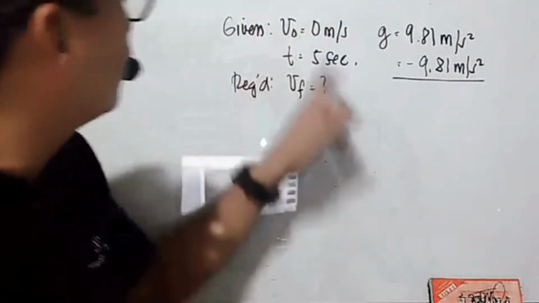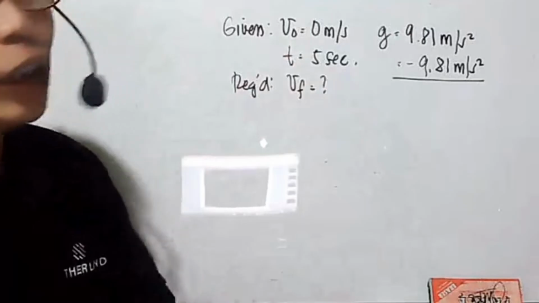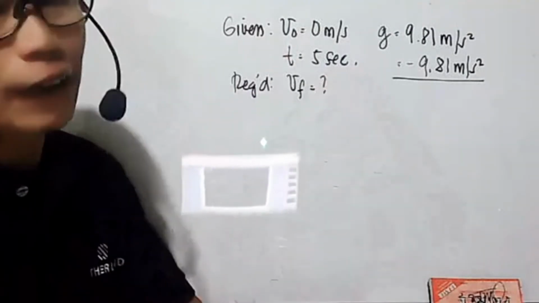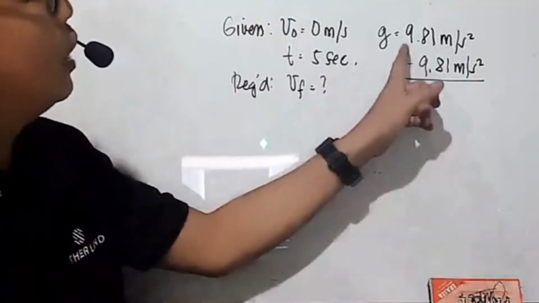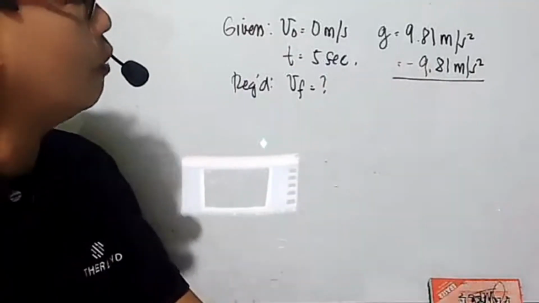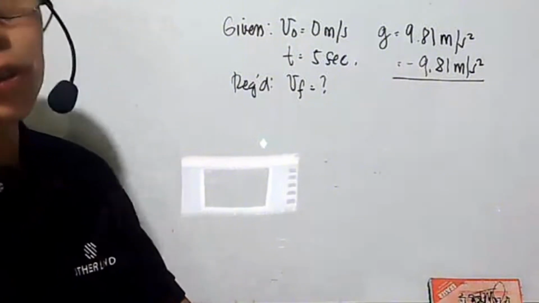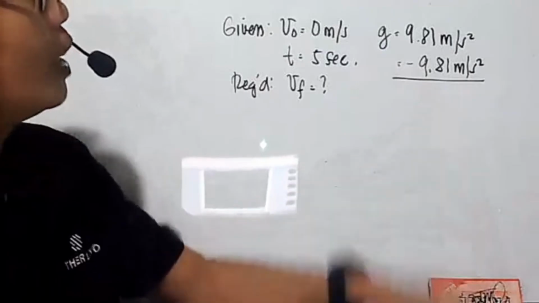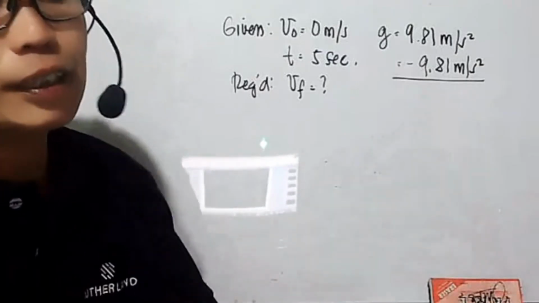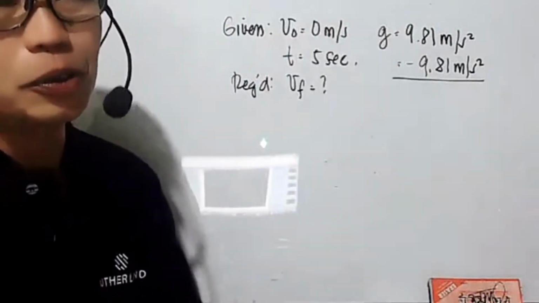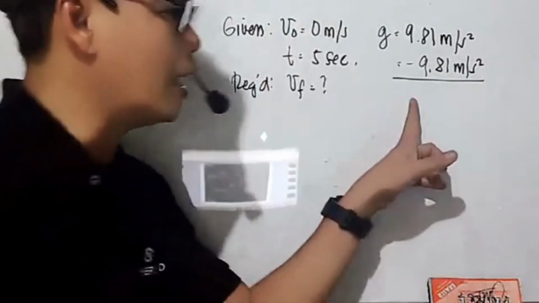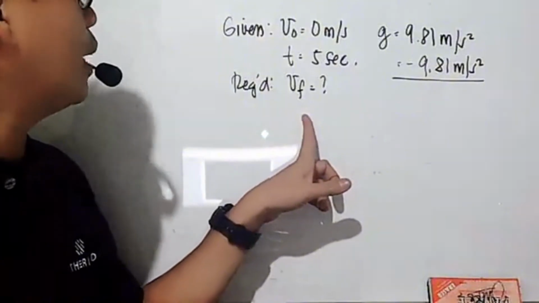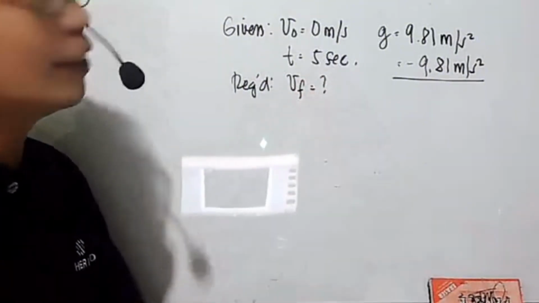So in this case, the given is your Vo equal to 0 since the ball was not moving when it started. You're given the time of 5 seconds. And your G is a constant with a value of 9.81 meters per second squared. But in this case, we're going to use negative 9.81 meters per second squared since the ball is going down, to the negative y direction, so it is negative. We're looking for the final velocity at the time of 5 seconds.